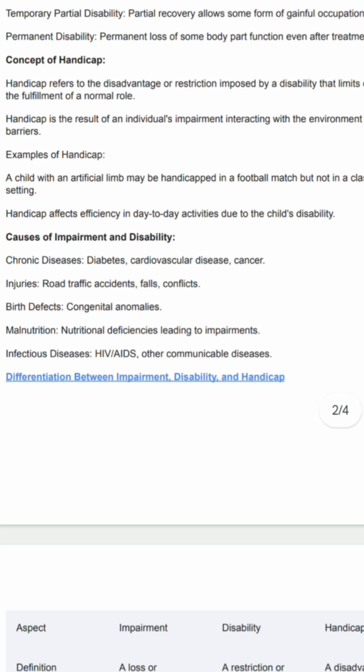Causes of impairment and disability. Chronic diseases. Example: diabetes, cardiovascular disease, cancer. Injuries like road traffic accidents, falls, conflicts. Birth defects, congenital anomalies. Malnutrition, nutritional deficiency leading to impairment. Infectious disease, HIV, AIDS, other communicable diseases.